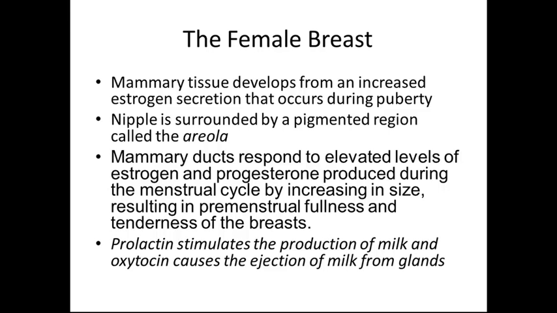The mammary ducts respond to elevated levels of estrogen and progesterone produced during the menstrual cycle by increasing in size, resulting in a premenstrual fullness and tenderness of the breasts. Prolactin stimulates the production of milk, and oxytocin causes the ejection of milk from the glands.